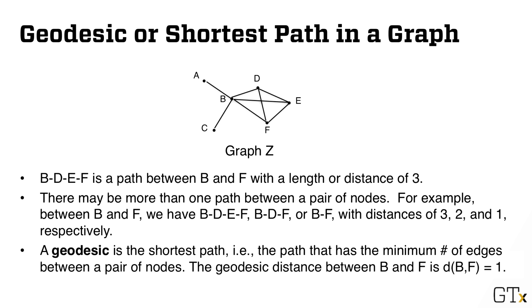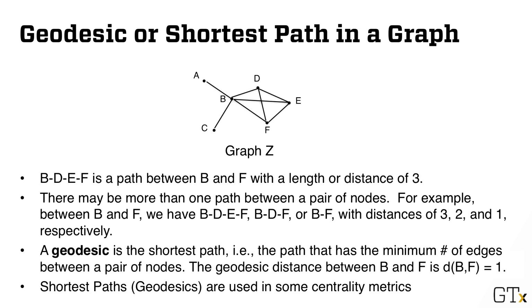So, geodesic is essentially a fancy way of saying the shortest path between 2 nodes. It is a path that has the minimum number of edges between a pair of nodes. So, in this particular example between B and F, the geodesic distance between B and F is equal to 1. Of all the paths, this is the shortest path between those 2 nodes. And these shortest paths or geodesics are very useful in some of the centrality metrics that we will see later on.